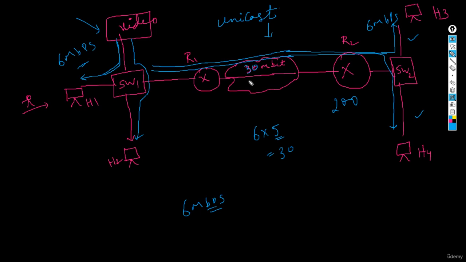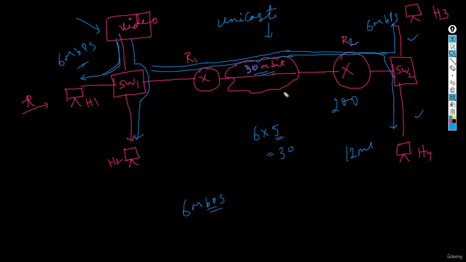I have a video server, and the video server is sending the video by using unicast. And on this side, the R2 side, we have 2 PCs. One PC is consuming 6 Mbps. If you have 2, it will consume 12 Mbps. No problem, you have a link of 30 Mbps. But imagine if you have 5 PCs or 6 PCs, then you will have the issue. You need to upgrade your link. So this is not a good solution if we are using unicast for video streaming.